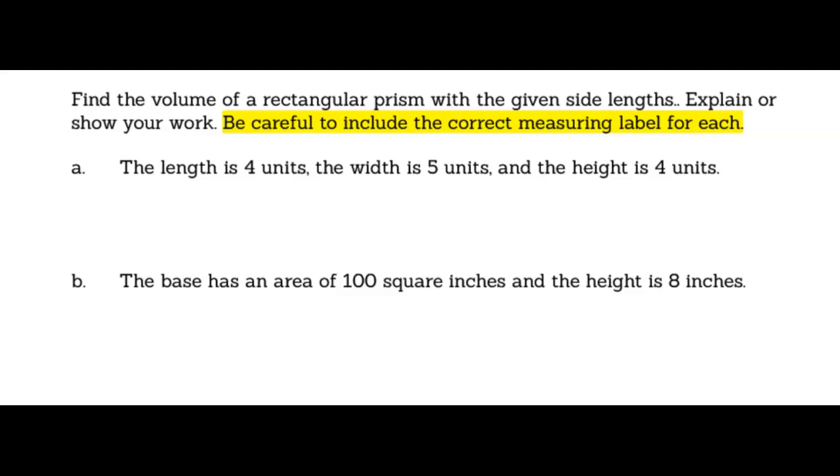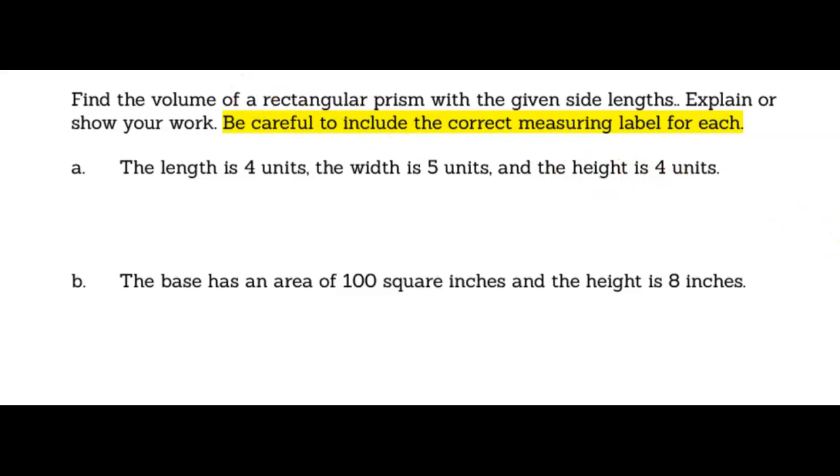Our next question caused a little bit of confusion because there were people who thought when they saw an A and a B, they thought they had to choose between A and B. This is where it is critical for you to read the top matter. Okay? It says, find the volume of a rectangular prism with the given side lengths. Explain or show your work. Careful to include the correct measuring label for each.